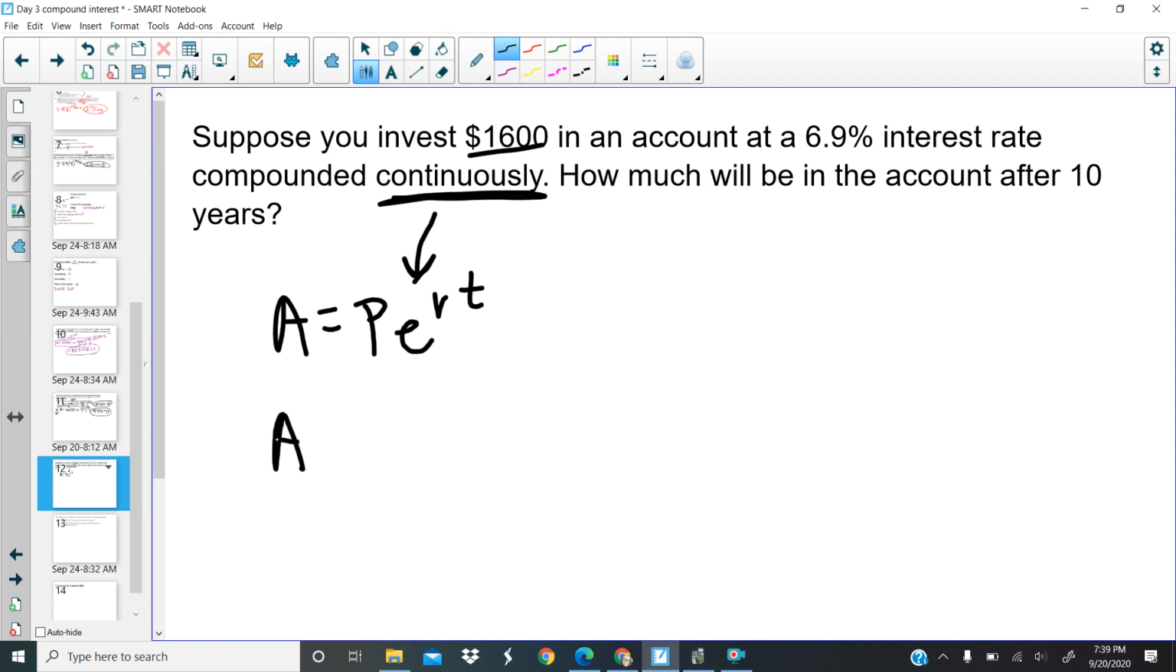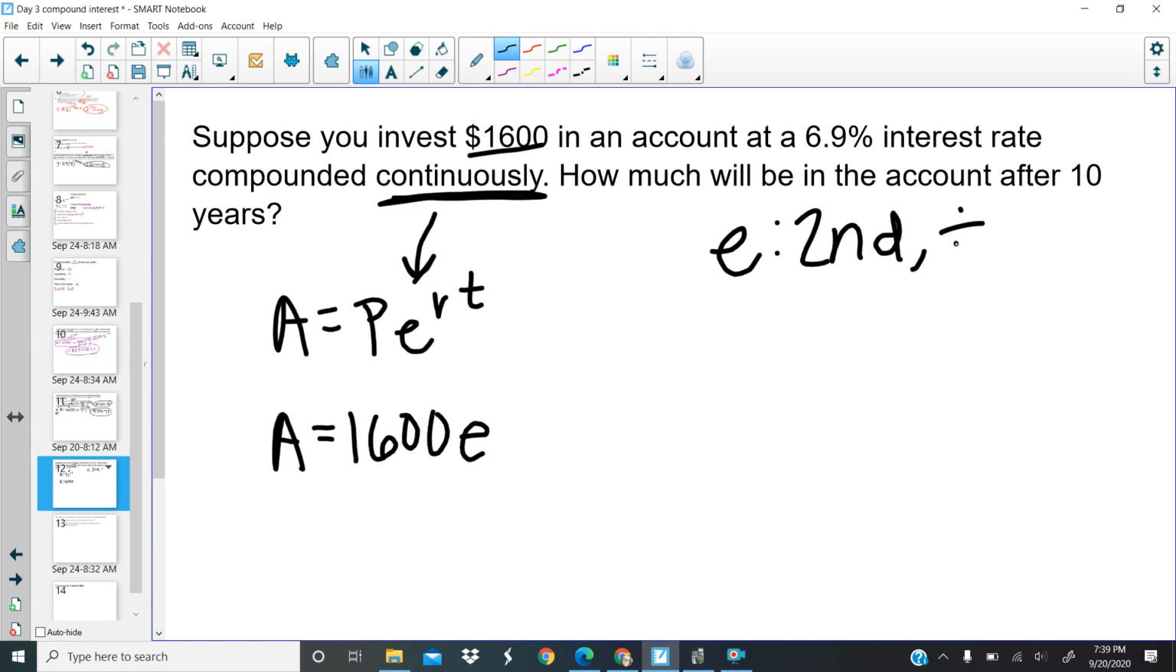So you're going to do A equals P is the initial amount that you put in the account. So 1,600 times E, which remember, E is just a number. It's second divide on your calculator. And then raised to the rate, which is 6.9%. So you would move the decimal place and it would be 0.069. So 0.069 times T, which is the time that's passed. So it would be 10 years.